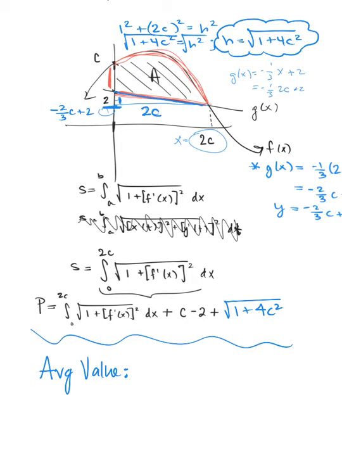Average value is the integral from a to b of f of x dx, divided by b minus a, which is just the distance. That is equal to what we call average value, and we often use f of c for something like that. Okay? All right, that is it.